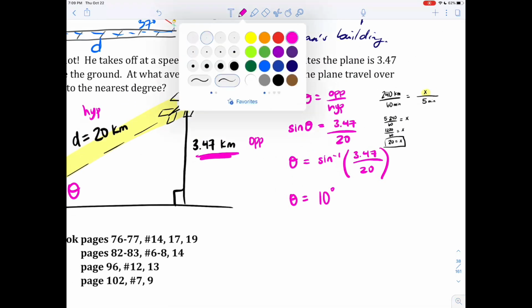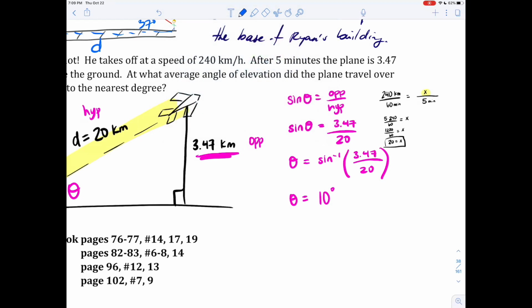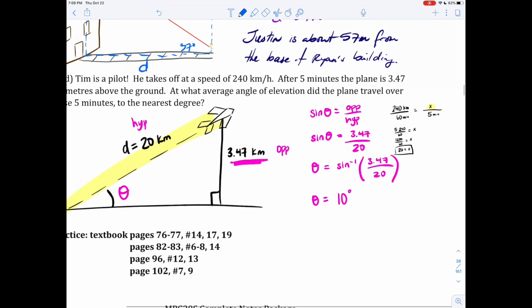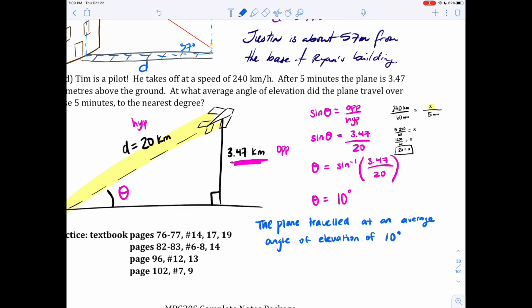Since we started off with a word problem, we have to end off with a word answer. So it says, what average angle of elevation did the plane travel over the 5 minutes? The plane traveled at an average angle of elevation of 10 degrees.